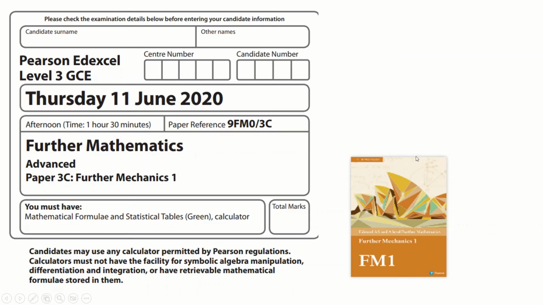I'll say on the record, I've actually legit never taught mechanics at A-level, certainly not further mechanics, but even regular mechanics at A-level. So this is all entirely based on 10 to 12-year-old memories of doing mechanics at school.